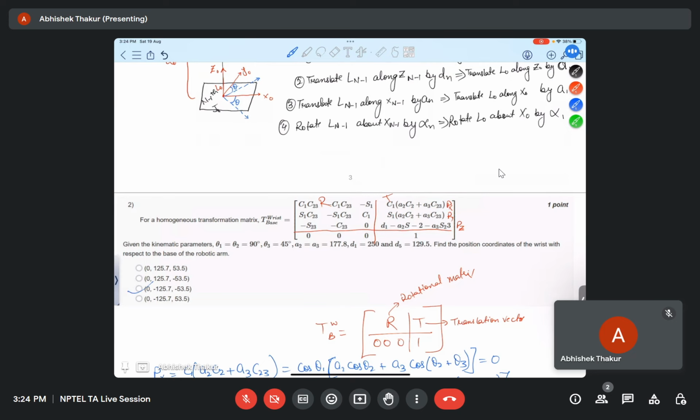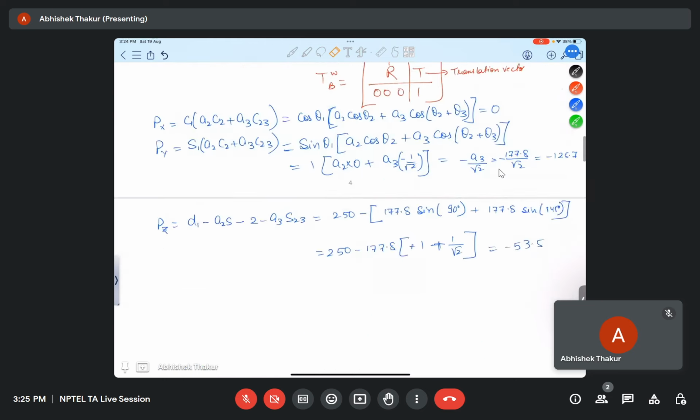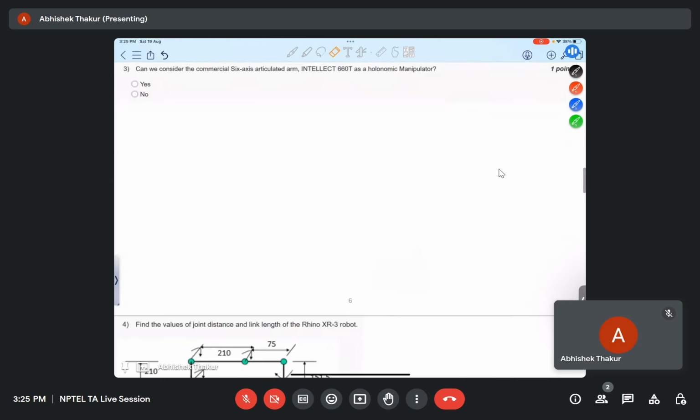Something is not written clearly here. That's why I could not solve the full question. So if it is written, you just solve it properly. Okay. So if you have any doubt, you can ask. Now we will move on to the next question.